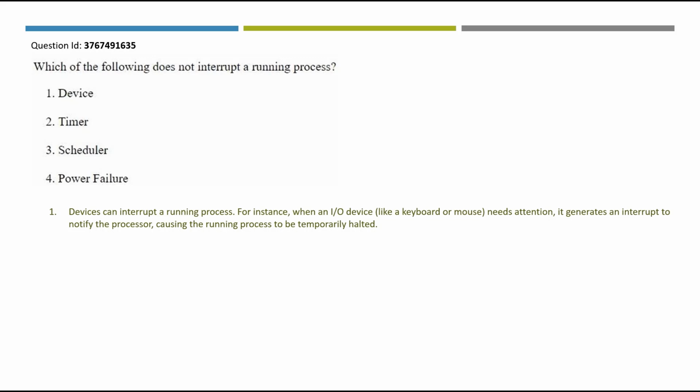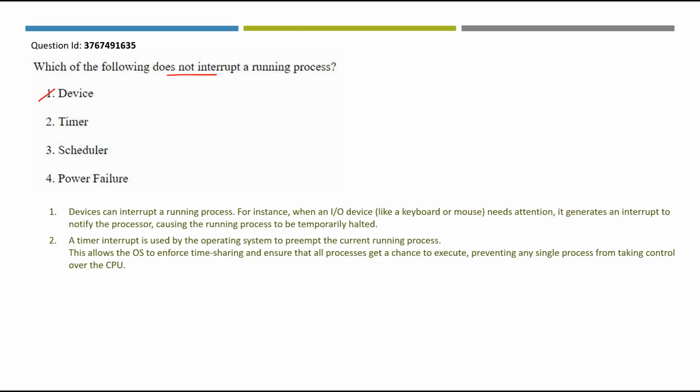Devices can interrupt a running process. For example, when an I/O device like a keyboard or mouse needs some kind of attention, it generates an interrupt to notify the processor, causing the running process to be temporarily halted. So whenever a device is requesting a service, it always generates an interrupt to the processor. So definitely a device will be interrupting a running process. They are asking for what does not interrupt, so we can rule out device from the answer list.